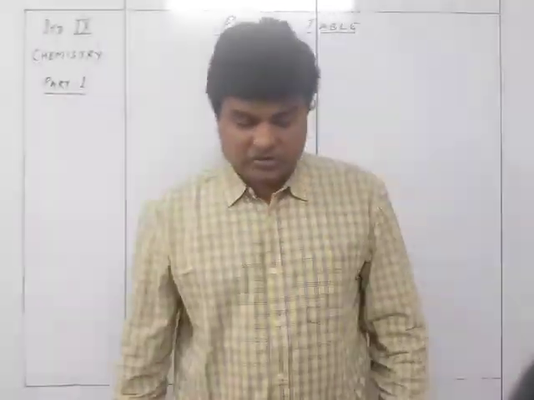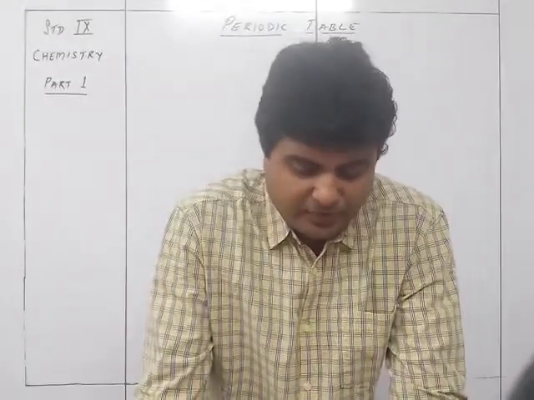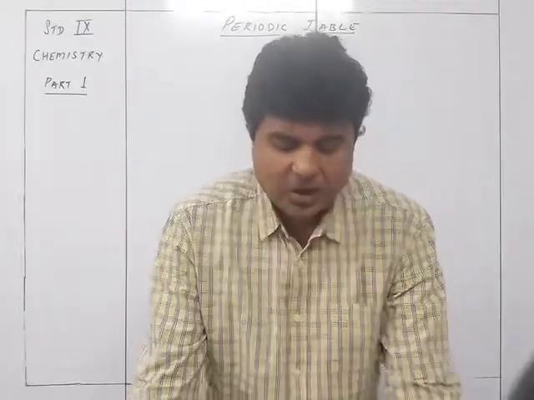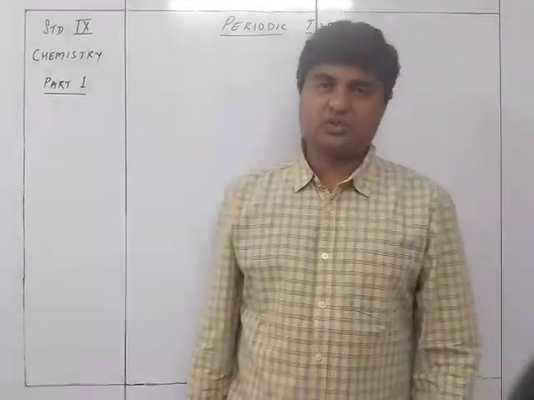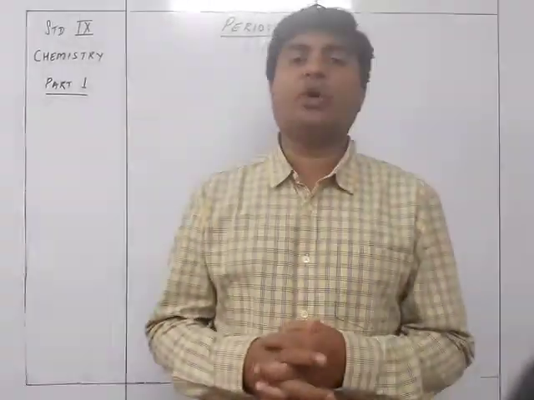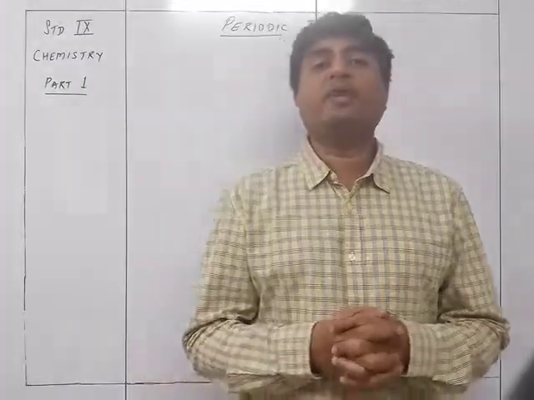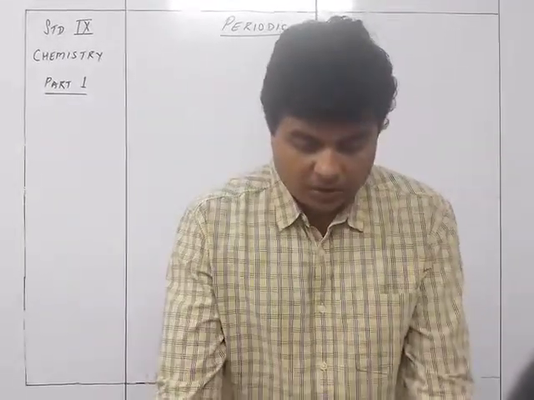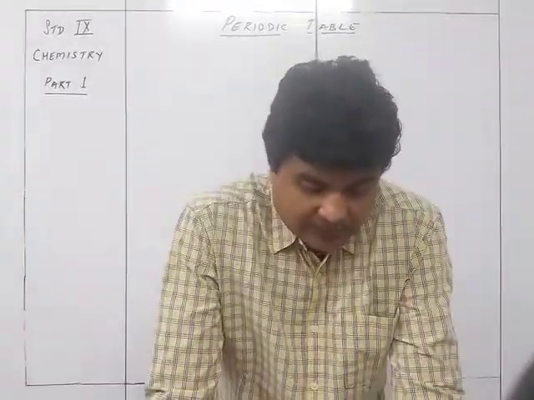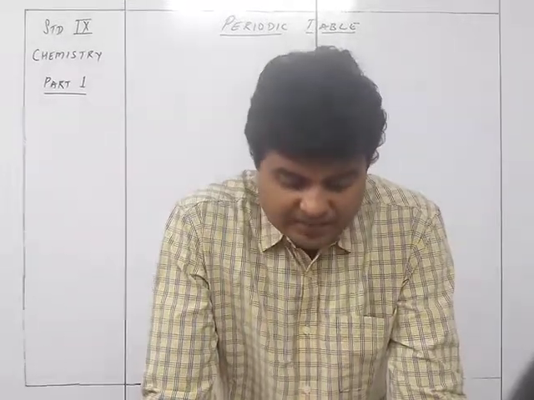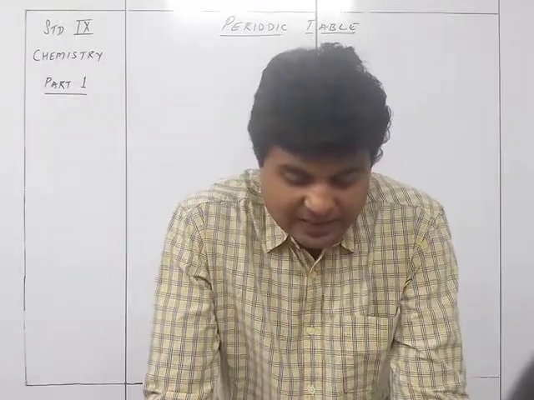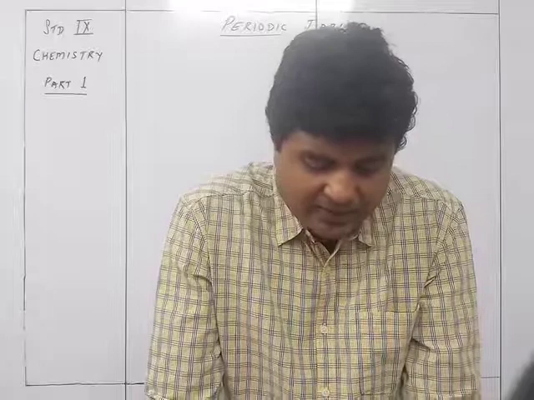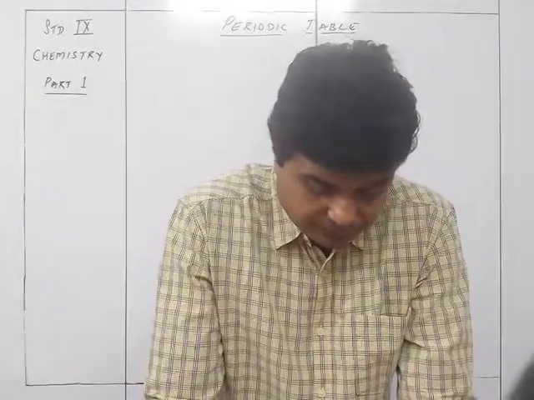So let's start with the introduction. An element is a basic unit of matter. Elements are pure substances made up of one kind of atoms and cannot be broken down into simpler substances. We know very well that an element is a pure substance, made up of only one kind of atom, and it cannot be further divided into simpler substances. There are today about 118 elements discovered so far. Elements are made up of identical atoms. For example, the element iron is made up of only one type of atom, that is iron atoms.